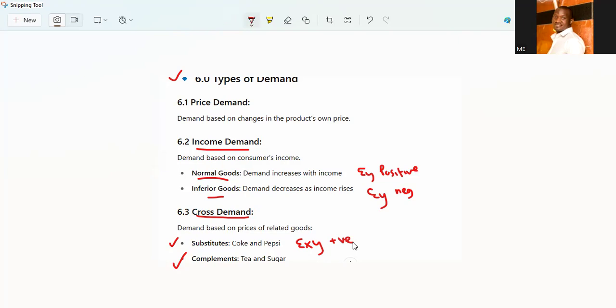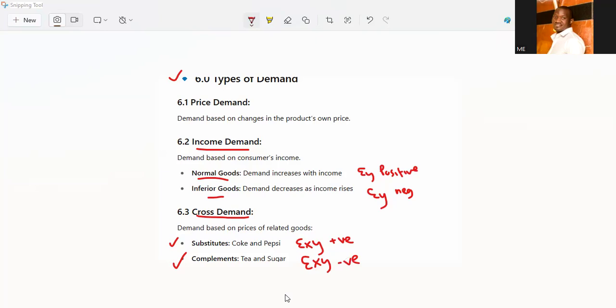Complementary goods are goods which move hand in hand. So we have goods like tea and sugar. We have goods like car and fuel. So these are goods that move hand in hand. All right? So their cross price elasticity is always negative to show that these are complementary goods. They complement each other. So these are the types of goods that we have.